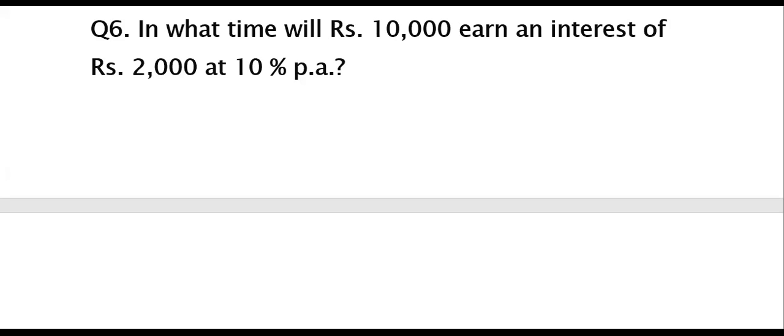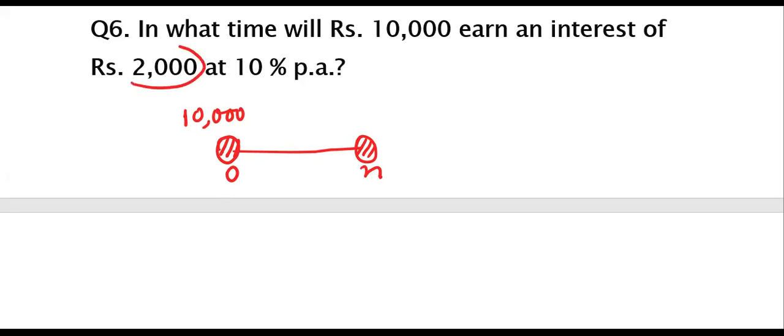Next question. In what time will 10,000 earn an interest of 2,000 at 10% per annum? You need to find the time. Suppose this is 0. We don't know n here. You deposit 10,000. It will grow at 10% and you get an interest of 2,000. That is the extra amount you get. So your money will be 12,000 after n years. You don't know what is n.